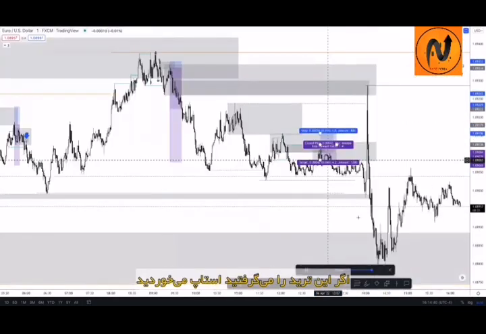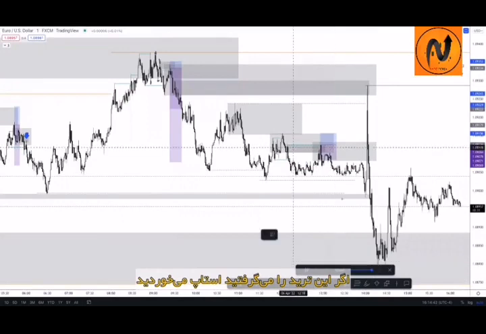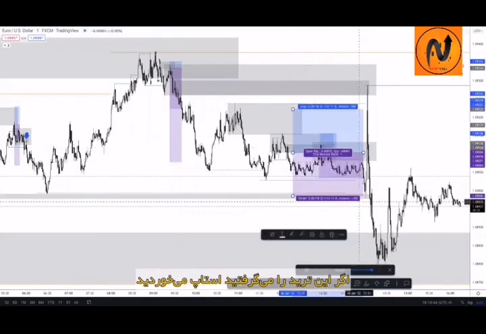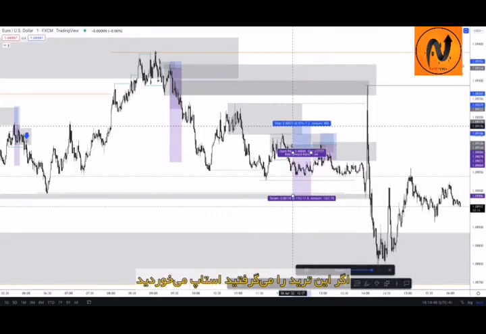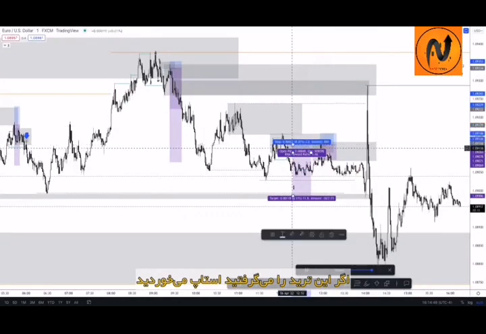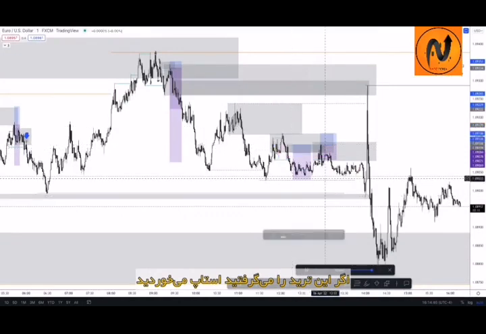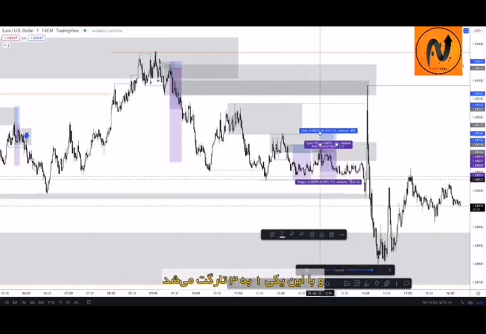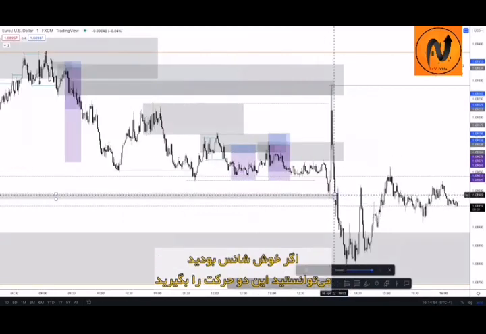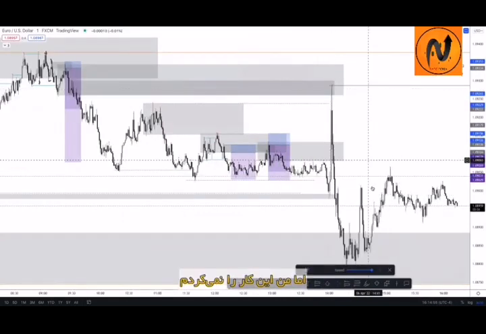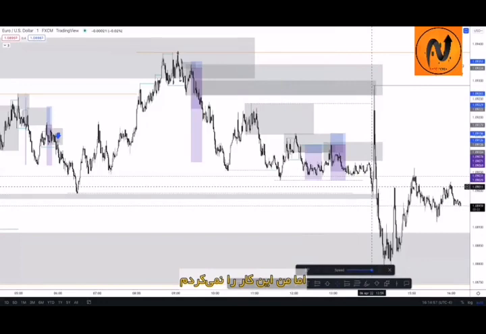So you would have hit SL originally right here, trying to pick that up, and then you would have hit this right back into a 1 to 3. And if you were lucky, you could have gotten these two positions here. I wouldn't have taken them. They're not my cup of tea.